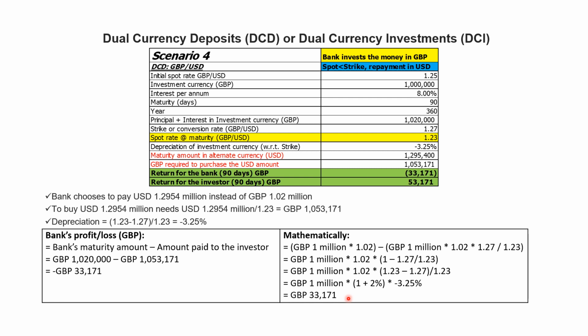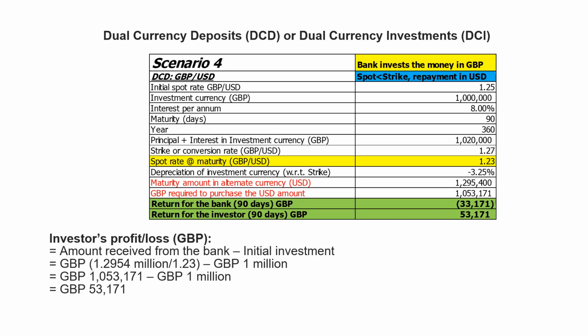Therefore, the bank bears the 3.25% depreciation of the investment currency on the principal and the interest, resulting in an effective depreciation of minus 3.25% into 1.02, which is equal to 3.3171%. The depreciation gets magnified and the bank loses a lot of money.